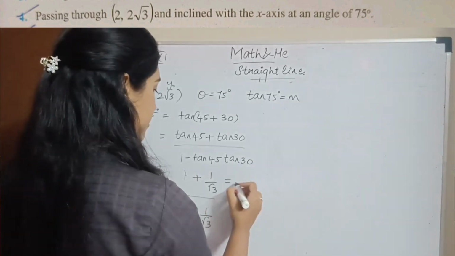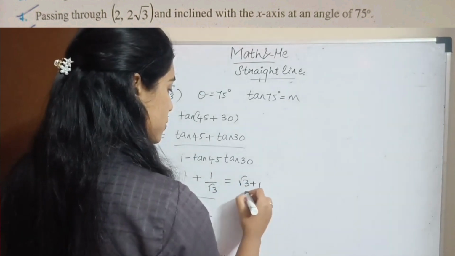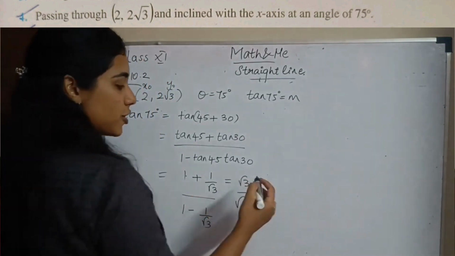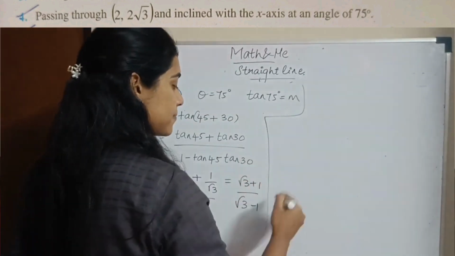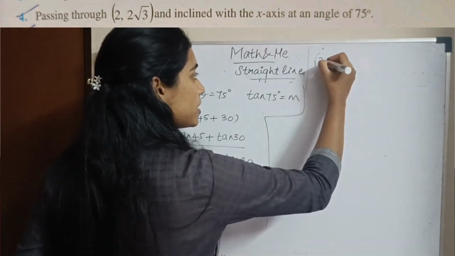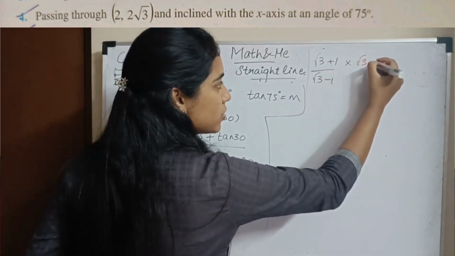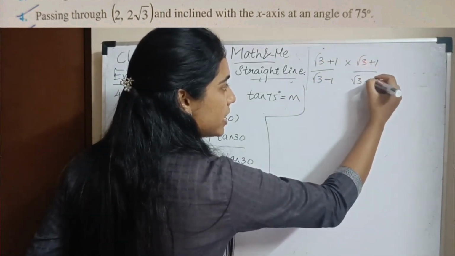Okay. What do I have here? Root 3 plus 1 divided by root 3 minus 1. The denominator root 3 goes off, so I am going to rationalize this. What do I get? Root 3 plus 1 divided by root 3 minus 1 times root 3 plus 1 divided by root 3 plus 1.